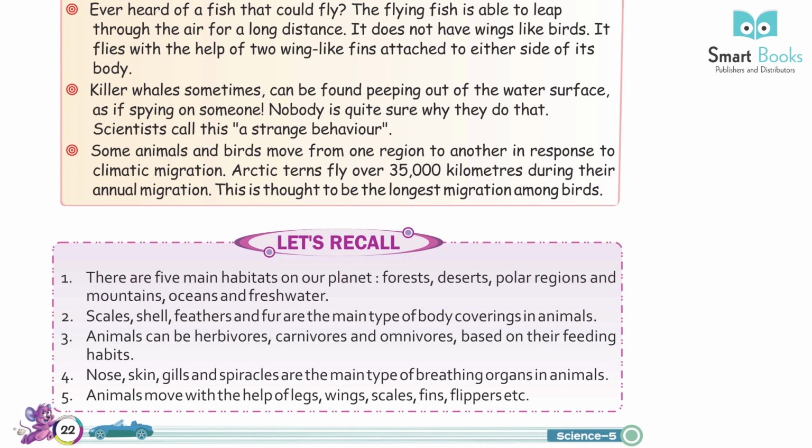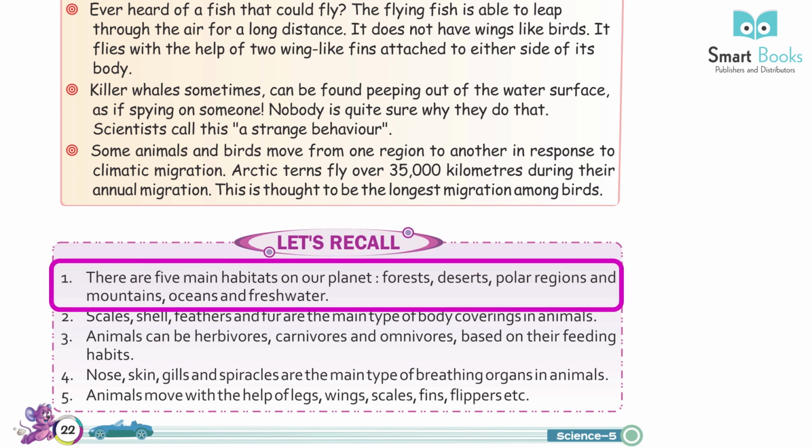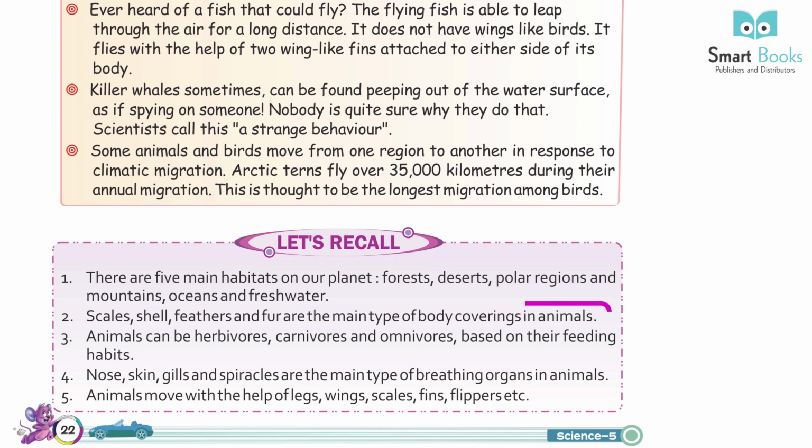Let's recall. 1. There are 5 main habitats on our planet: forests, deserts, polar regions and mountains, oceans and fresh water. 2.